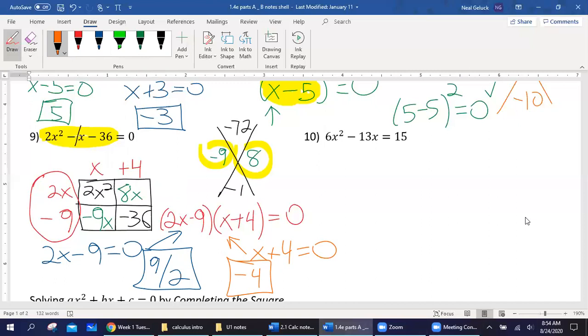For number 10, this is going to be another X box problem.